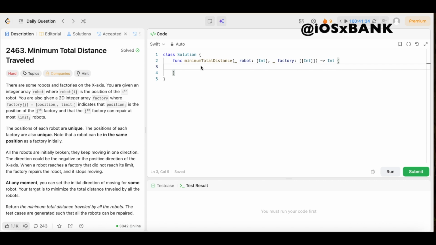And today we have question number 2,463, Minimum Total Distance Traveled. The difficulty level is hard, but don't worry, because you already know we're going to keep the solution as simple and easy to understand as possible.